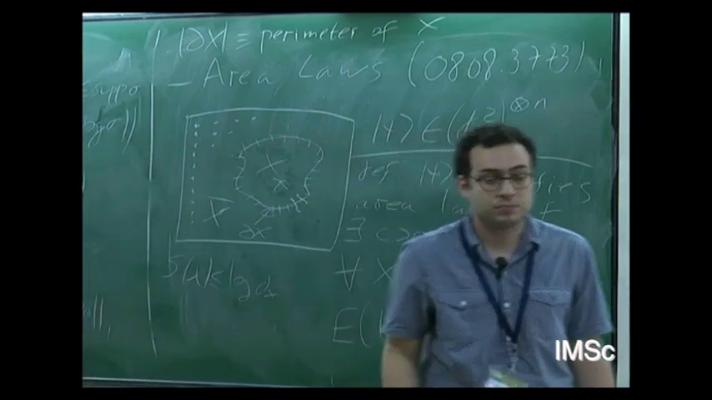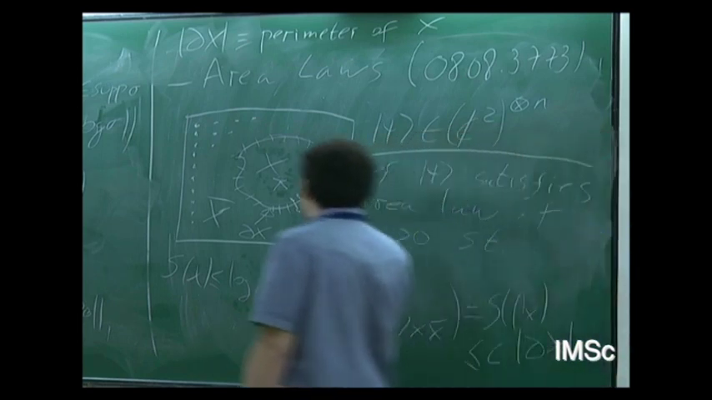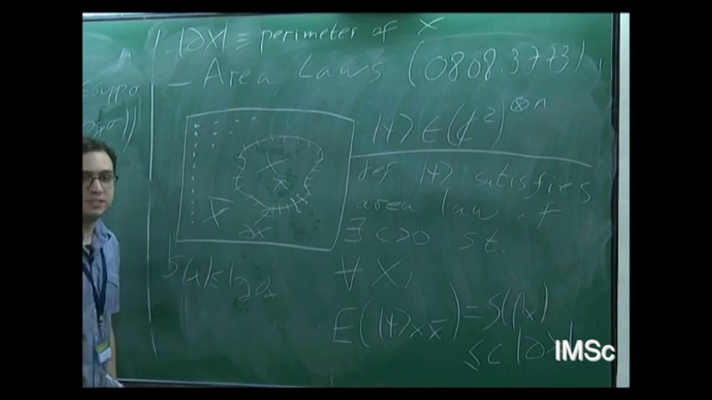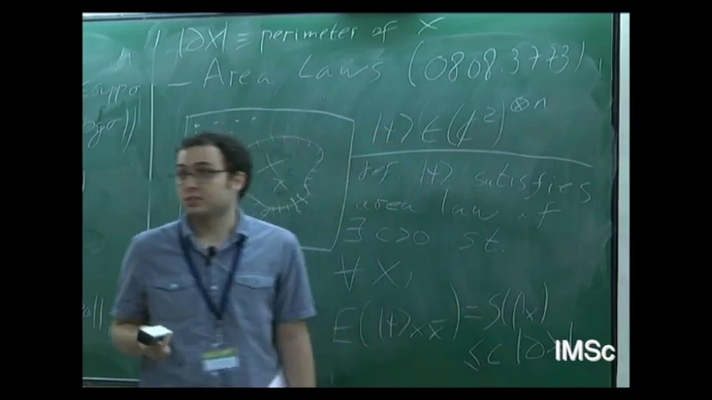Yes? Suppose X complement is null. Okay, then you get an equality. Oh yeah, then in this case it's not interesting, because it's a pure state overall. So the entropy is zero if it's everything. Okay, so this is the area law for pure states.